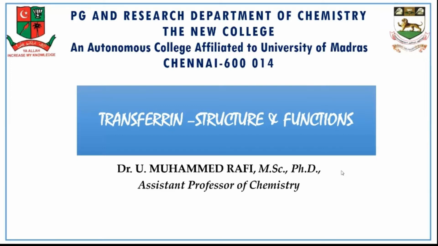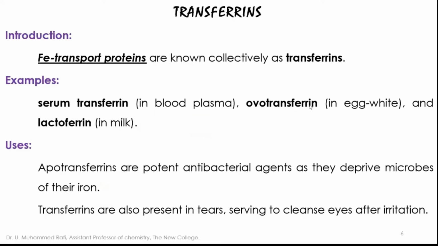In this video, we are going to discuss the structure and functions of transferrin. So what is a transferrin? Transferrin is a protein which transports iron. There are many types. In blood plasma, we call it serum transferrin. In egg white, we call it ovotransferrin. In milk, we call it lactoferrin. And if the iron is not present, we call it apotransferrin.